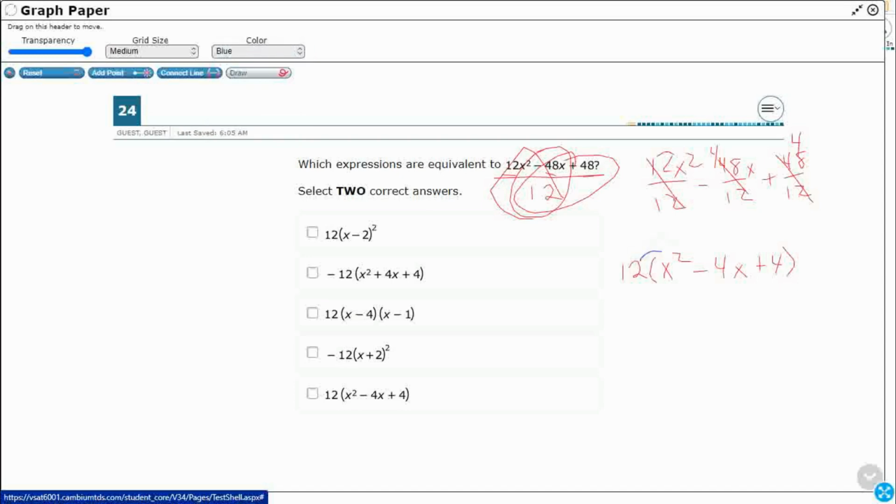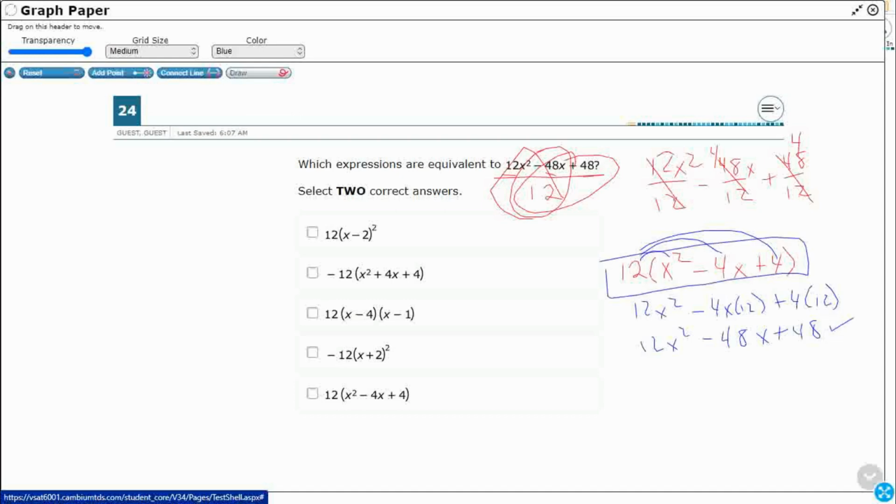Because if we wanted to double check our work, we would just factor that back out. That would be 12x squared minus 4x times that 12 plus 4 times that 12, right? And that's going to end up being minus 48x plus 48. All right, so we can go back and forth between the two. And that's what we started with. So this is going to be one of our answers. So if we see it, and we should see it right down there at the very bottom, let's go ahead and grab that one.